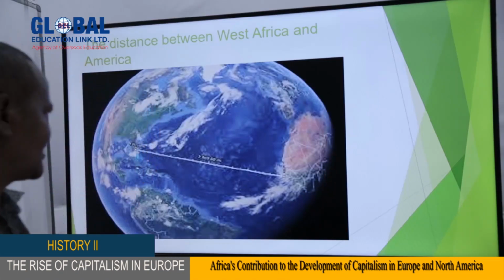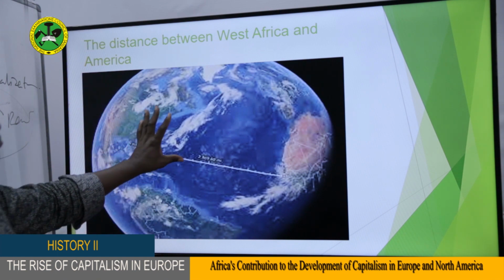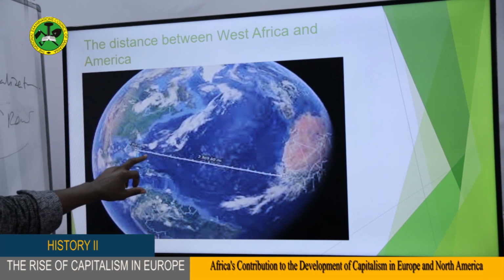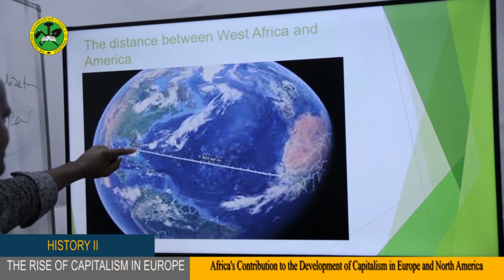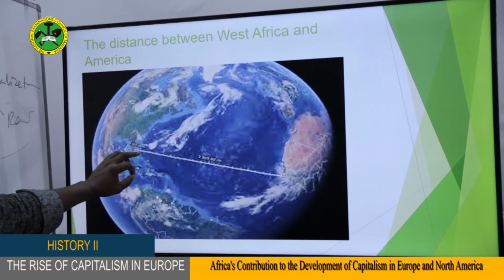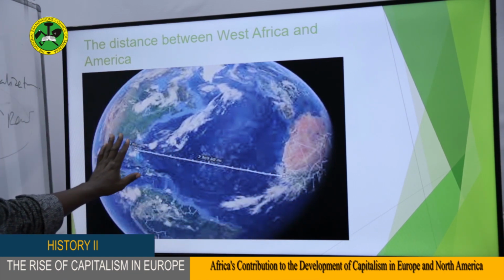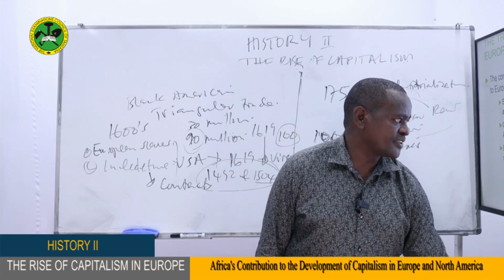And as you can see, my dear students, this is the world map. It shows the distance between West Africa and some places in the United States of America. You can see it looks very close. Than, for instance, if they had taken slaves from India and brought them to America, that would have been very far. So this also can explain why there were such things.